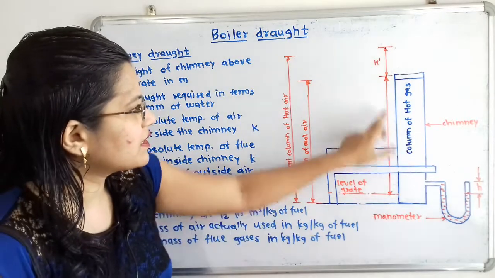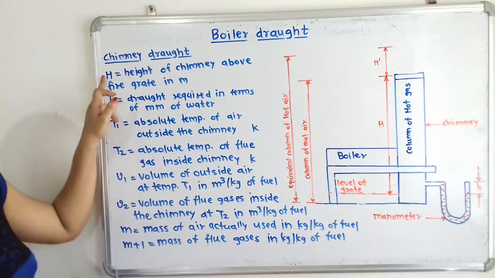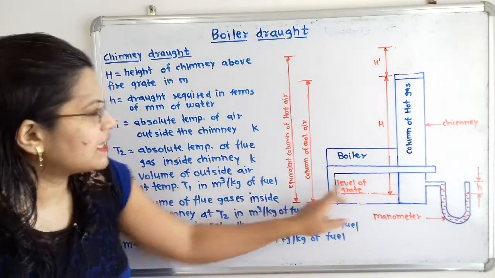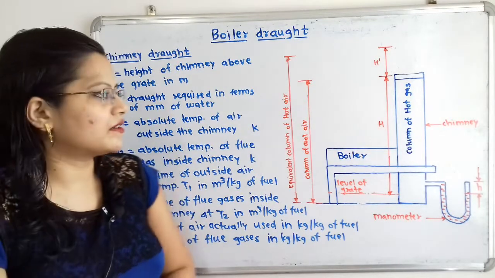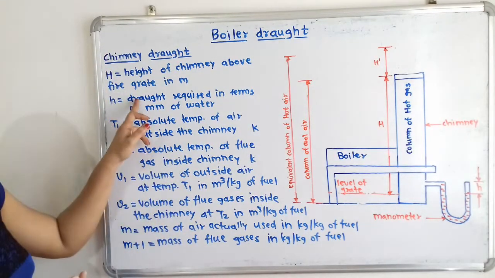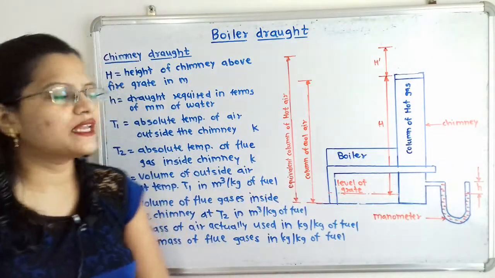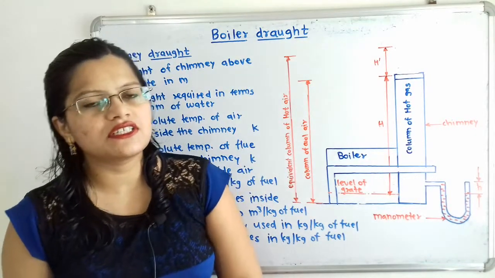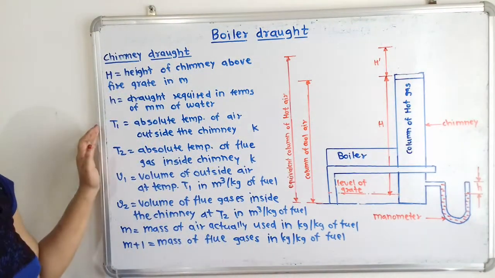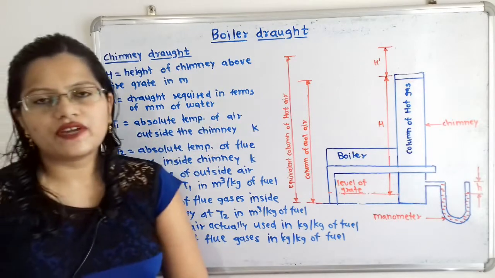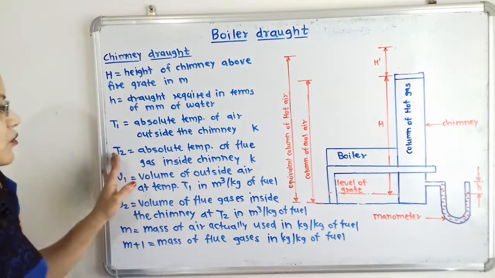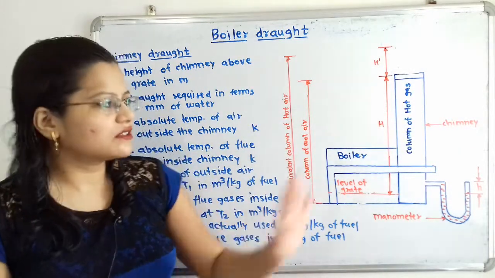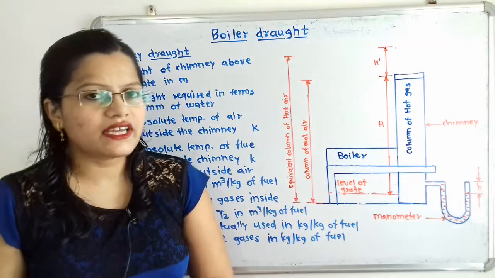Now we will understand some notations. If we observe, here the height H is shown. So this height, capital H, is the height of chimney above the fire grate. So this is the level of grate and it is measured in meter. Then small h is the draught required in terms of millimeter of water. In the manometer, pressure difference is measured in terms of millimeter of water. Then T1 is the absolute temperature of air outside the chimney and T2 is the absolute temperature of flue gas inside the chimney. And these temperatures T1 and T2 are measured in Kelvin.